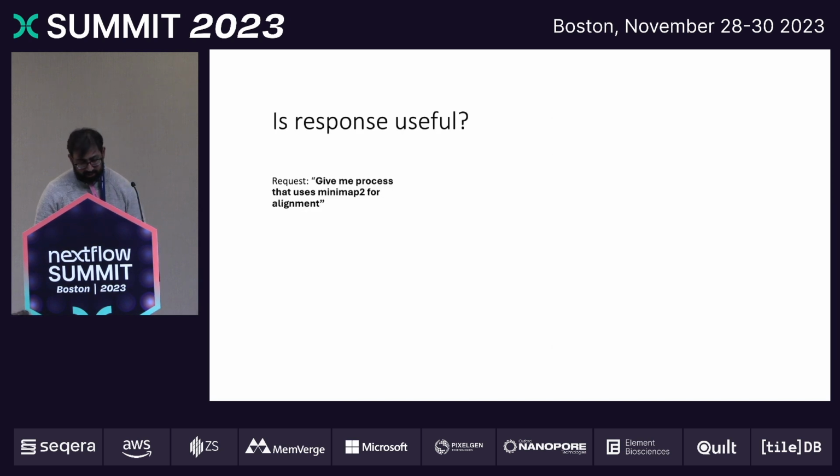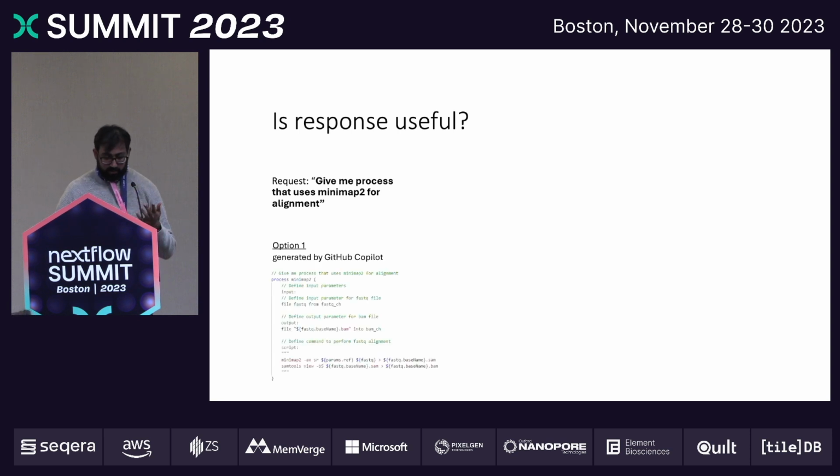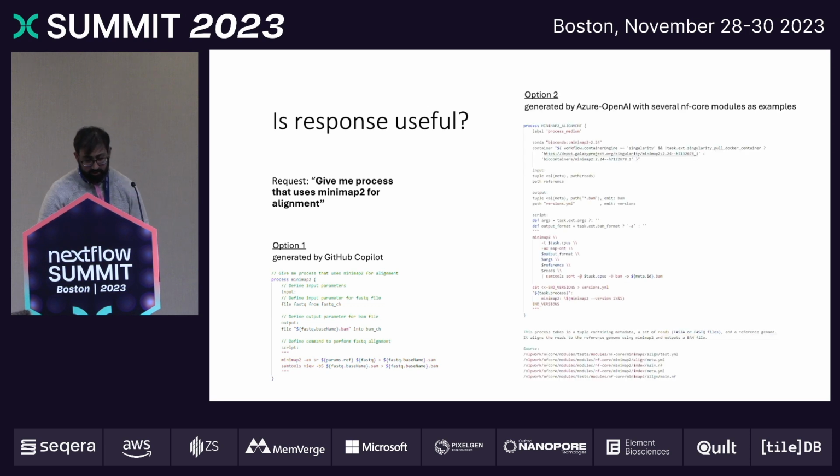But is the response actually useful? Maybe not. So if we actually give this again, we generated Azure OpenAI, and then we trained it on the nf-core modules as examples, which we think is a really good truth data set of how to write good Nextflow pipelines and modules. And what we're able to do is vastly improve what this got us.